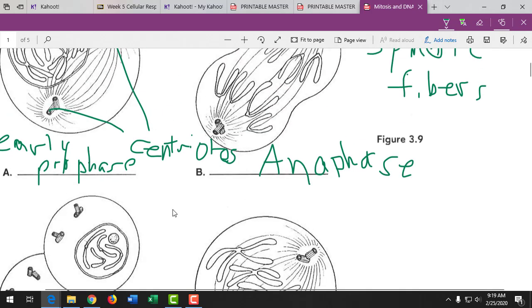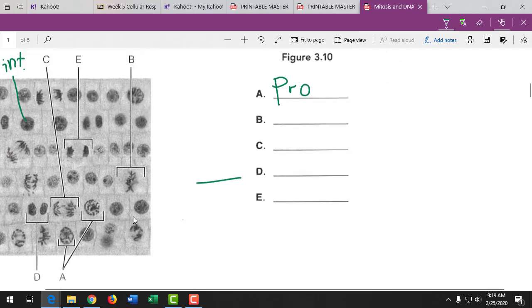And in this, let's start with anaphase. So let's go down here. Which one of these represents anaphase? C represents anaphase. Is there another one? Yeah, C and E are both anaphase. And then which one of these represents metaphase? Yeah, see how they're lined up in the middle? Yep. So that's metaphase.